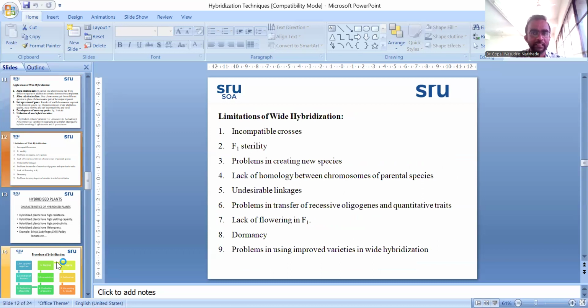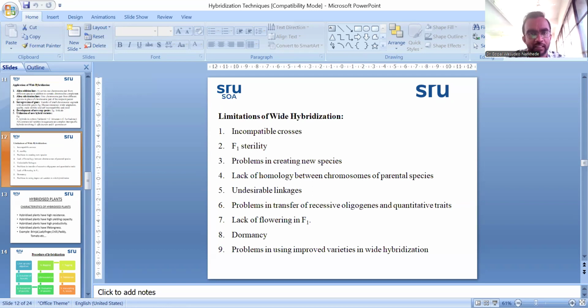So what are the limitations of wide hybridization? Okay, so we will start again. Next is limitations of wide hybridization.